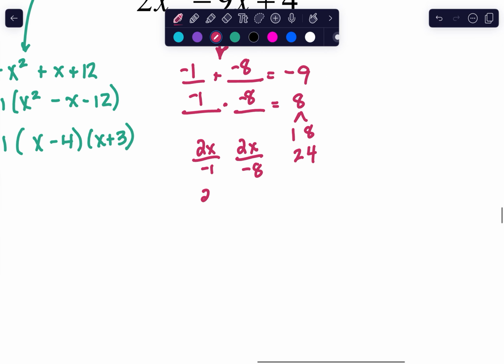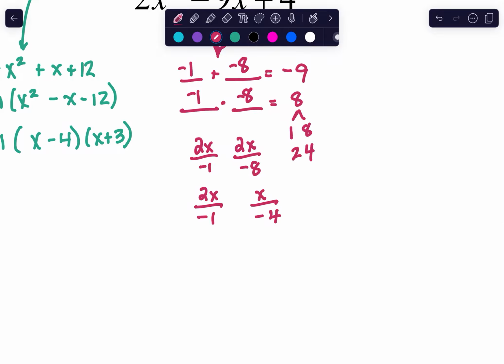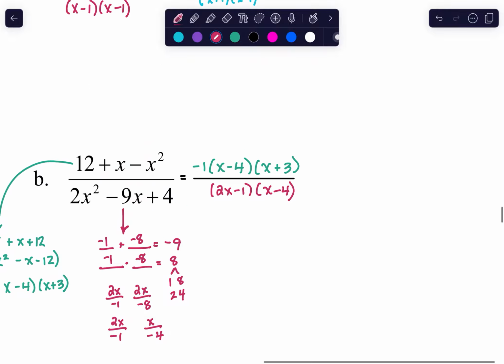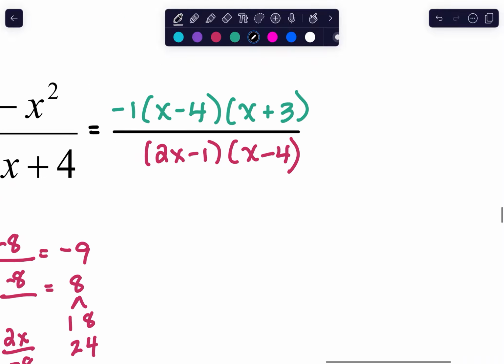My first fraction I cannot reduce. My second one I can, though. So that's what we're going with. And I'm just going to write that up here. So I get a 2x minus 1, and then an x minus 4. And we say, oh, okay, something can be canceled. So we're going to cross that off. And then we can write our final answer. So a negative 1, or you just put a negative out front, x plus 3.